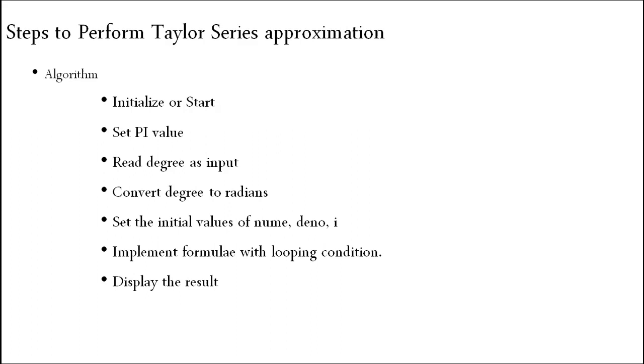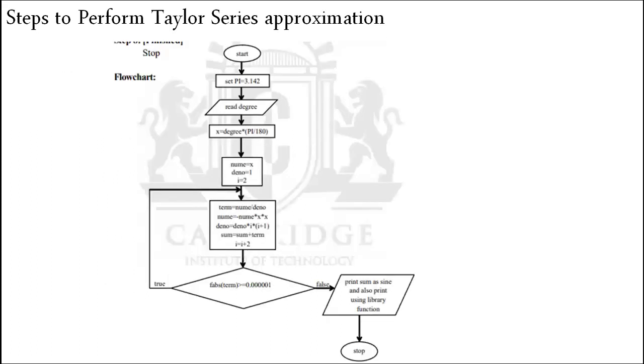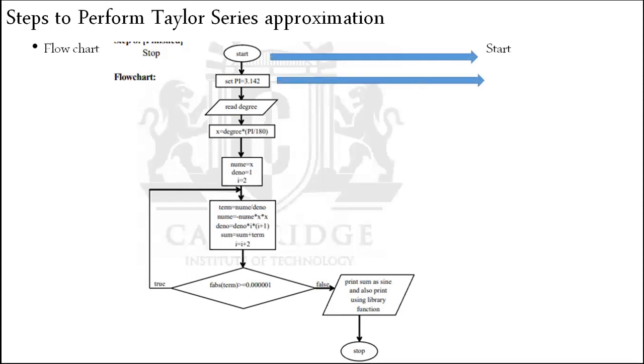After the algorithm, we'll see a flow chart. Whatever I discussed in the algorithm step by step, the same thing is replicated here with a pictorial representation of the flow. We all know that it starts with start. Again, I am going to set a value, that is the pi value. Anyway, the value is constant. I'm defining this value in my header section itself by using hash define.